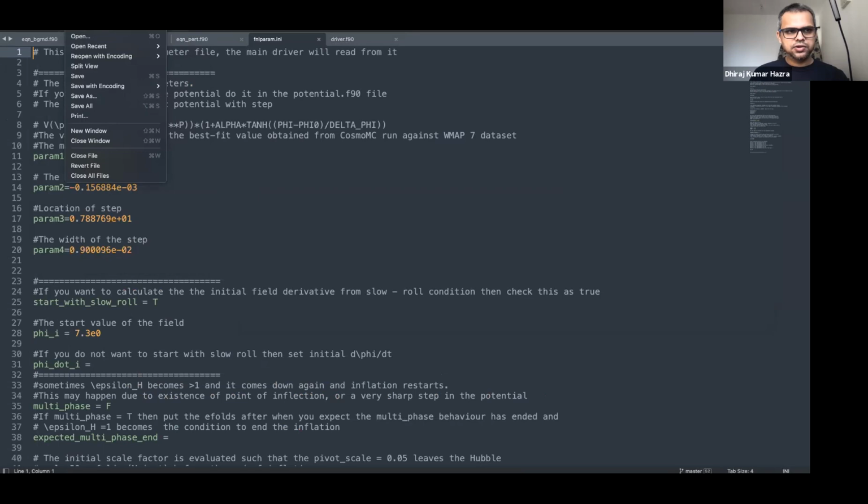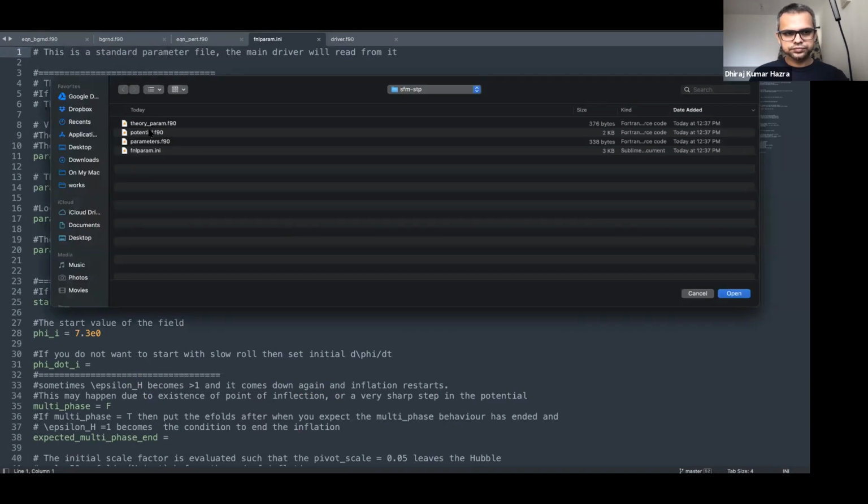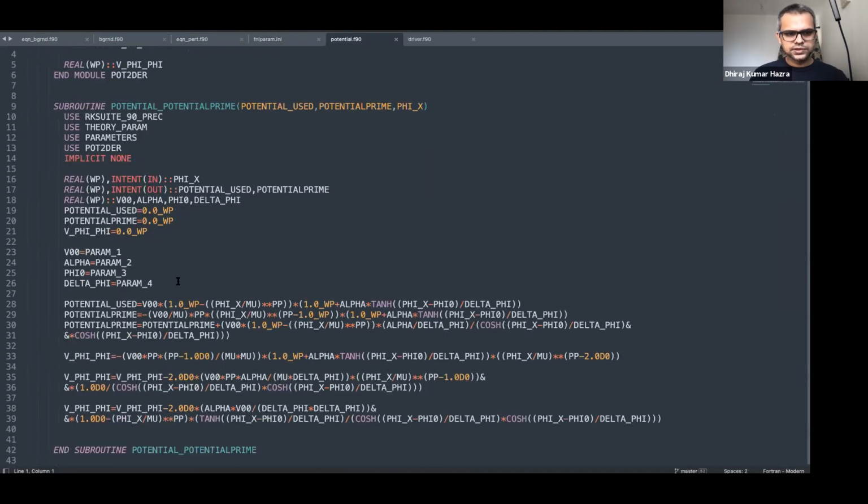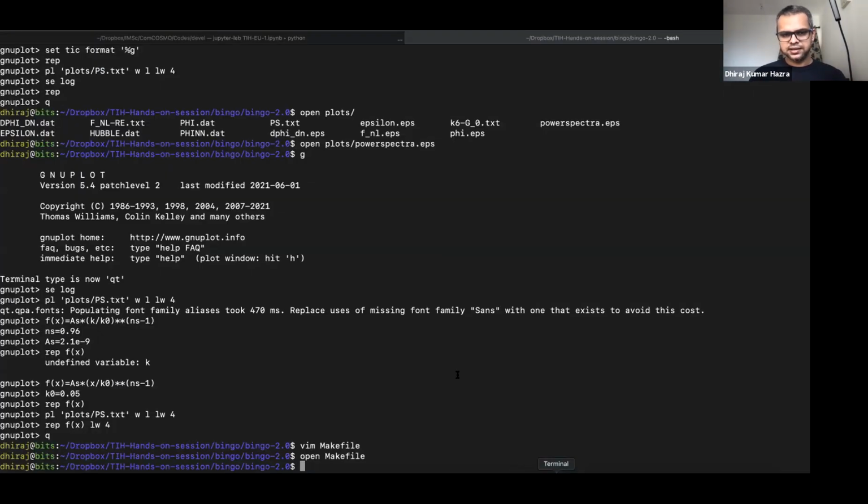Okay, and here you can also find the potential. This potential is V0 times 1 minus phi by mu to the P. This is a small field model. If P equal to 4, then it is called hilltop quartic potential. So it is a hilltop model of inflation. You have also seen that in one of the potentials in the list. So you can simply use that.